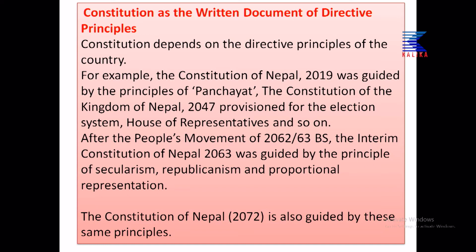So, why is it called the document of directive principles? The answer is the constitution depends on the directive principles of the country. For example, you can see the constitution of Nepal, which was made in 2019 BS; it was guided by the principle of panchayat, because the panchayat system was in practice at that time. King Mahendra introduced the panchayat system in 2017, and this constitution was introduced by the same government. That is why it was guided by the principle of panchayat.